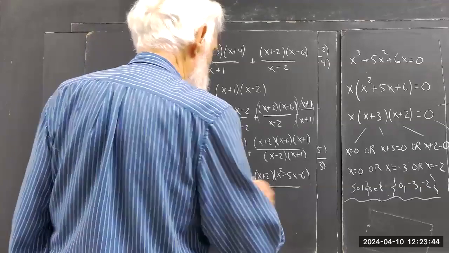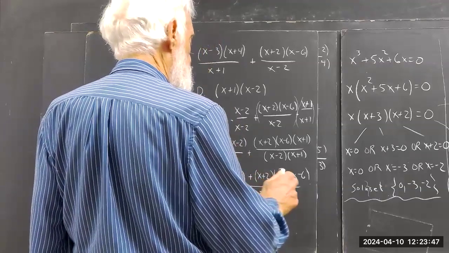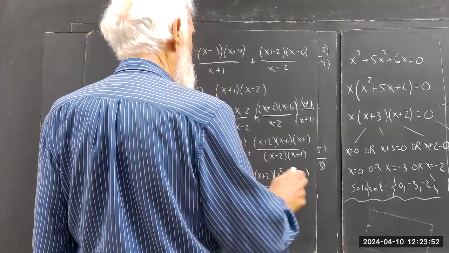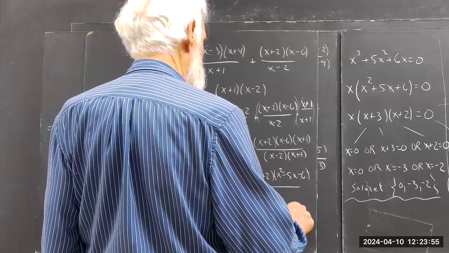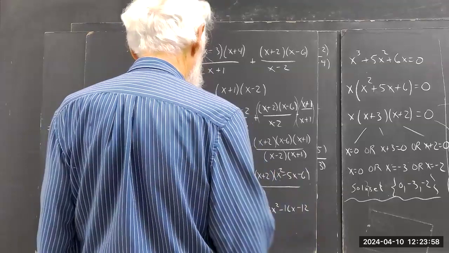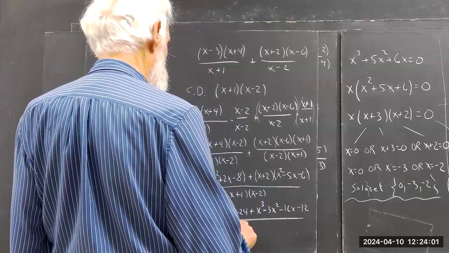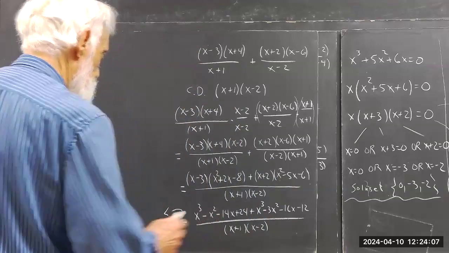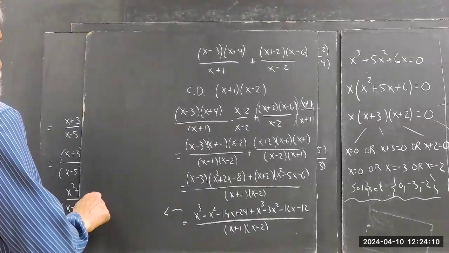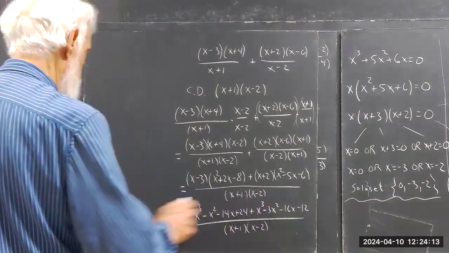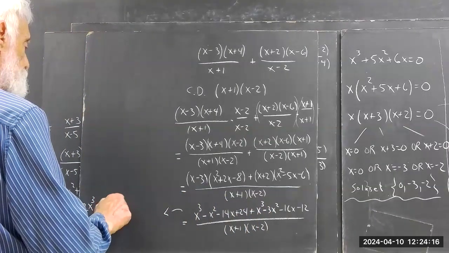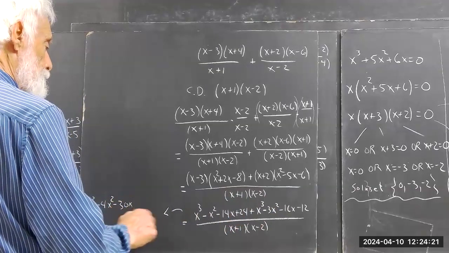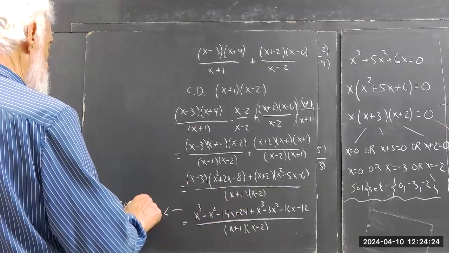And if I haven't messed up, let's say we're going to have an x cubed from this. We're going to have a minus 5x squared and a 2x squared, which is minus 3x squared. We're going to have a minus 6x and a minus 10x, that's minus 16x, minus 12. All that over x plus 1 times x minus 2. I have to move to the left here. The numerator simplifies. We get 2x cubed. We have a minus x squared and a minus 3x squared gives us minus 4x squared. Negative 14x and a negative 16x is negative 30x. And 24 and negative 12 is plus 12.